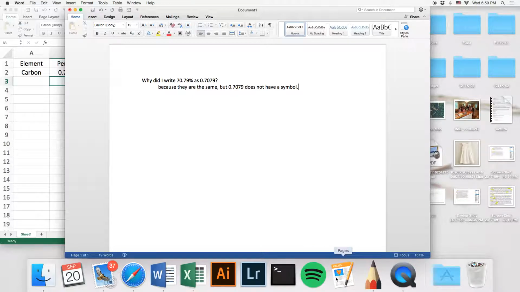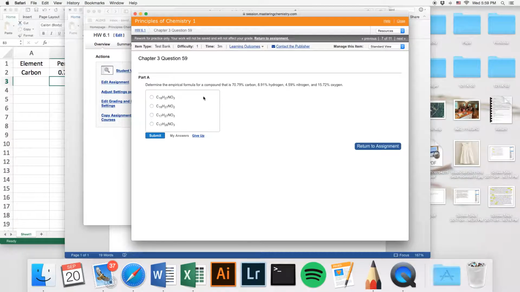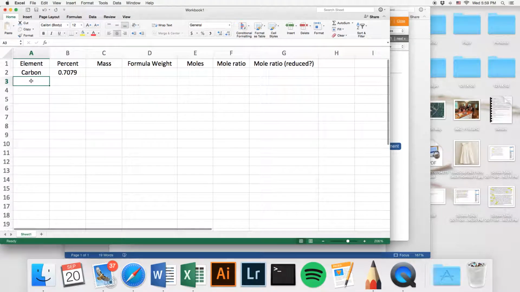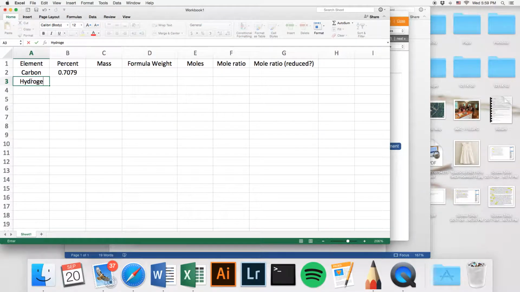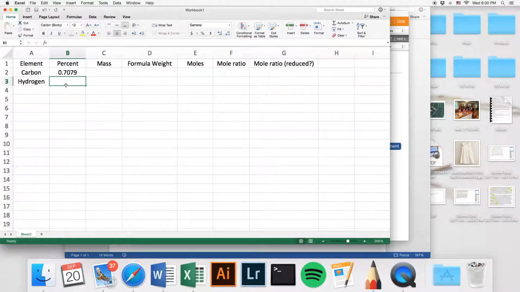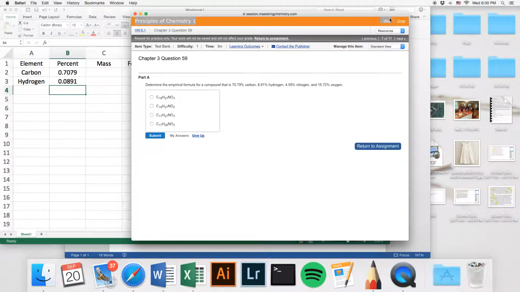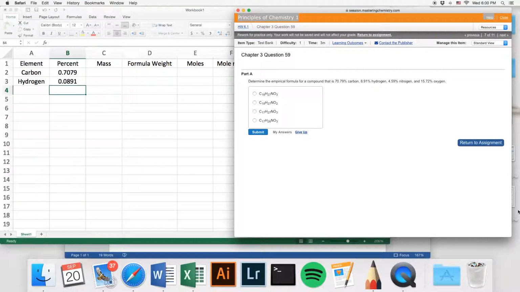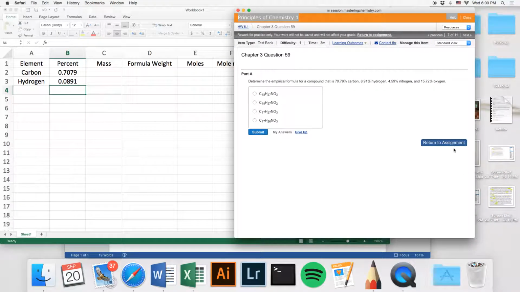You might want to pause and go back and look at that and say, what was he thinking when he was doing that? So 70.79% carbon. So for hydrogen, what am I going to write here? Right? And what goes here? You tell me. What number goes there? It's 0.0891. Is that right? Let's move this over a little bit. 0.0891.